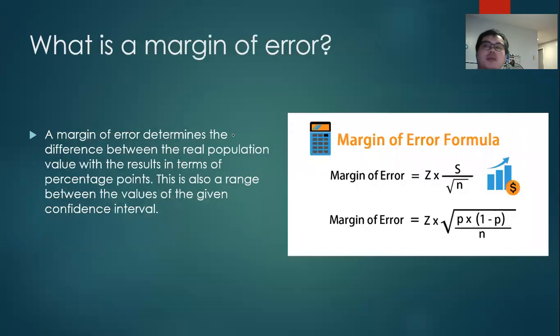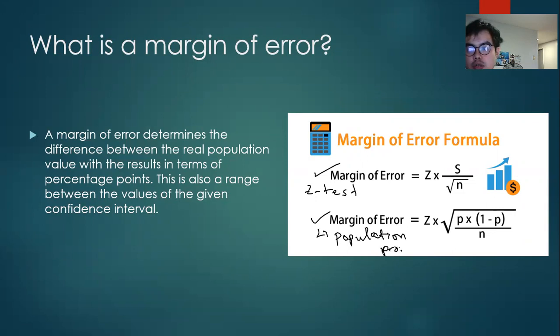When we say the margin of error, it determines the difference between the real population value and the results in terms of percentage points. This is also a range between the values of the given confidence interval. So this is used for the z-test, while this is used for population proportion.